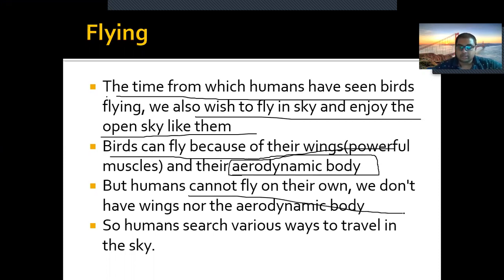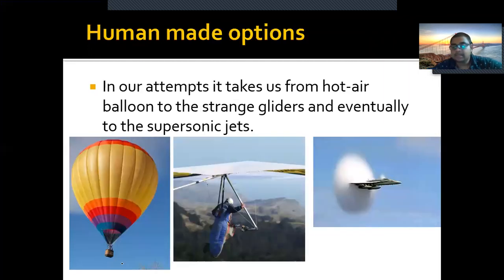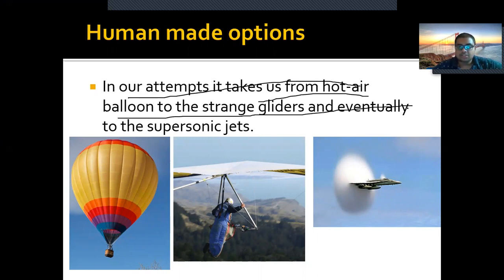But humans cannot fly on their own. We don't have wings nor the aerodynamic body, correct? So humans searched for various ways to travel in the sky. And what is the best way to travel in the sky? Yes, aeroplanes, helicopters, all those things. So in our attempts, we went from hot air balloons to strange gliders and eventually to supersonic jets.